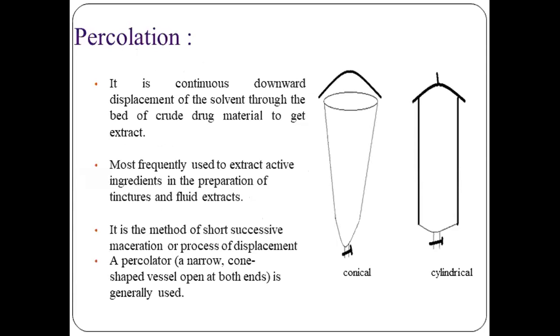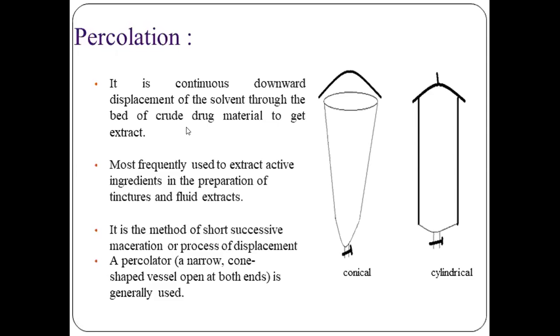Another method is percolation. Percolator, this is percolator. It is a conical vessel, a steel conical vessel, and here is the knob, and cylindrical is also available, and this is the lid which covers the percolator. Percolation, it is a continuous downward displacement of solvent through the bed of drug material to get extract.